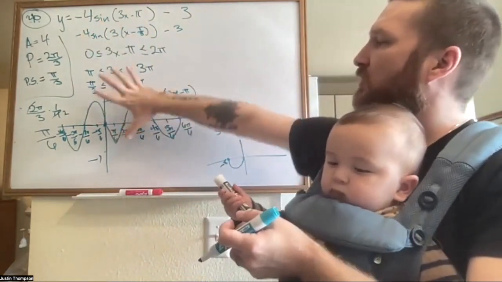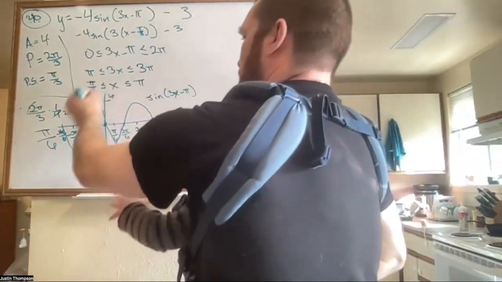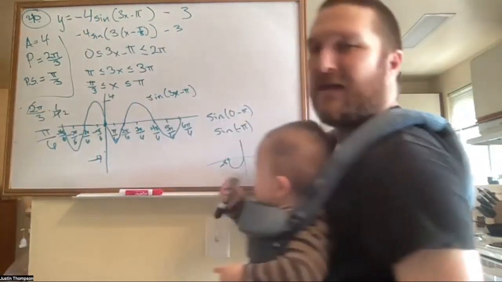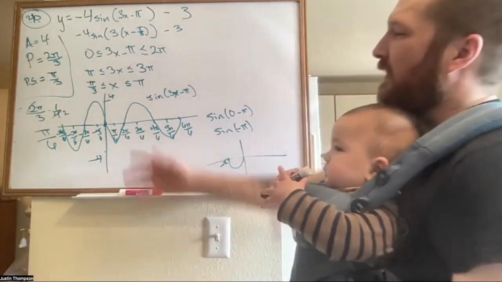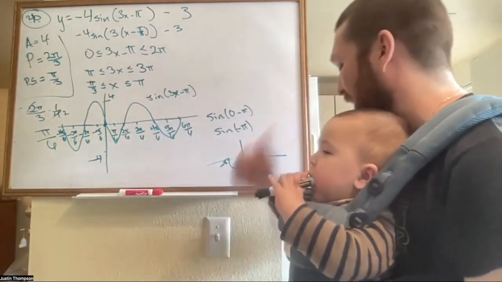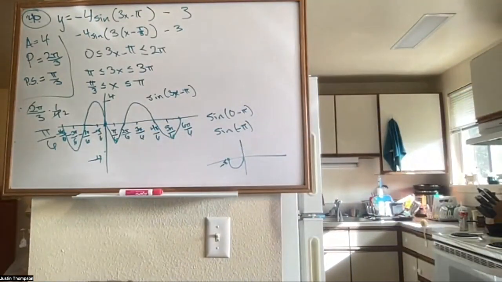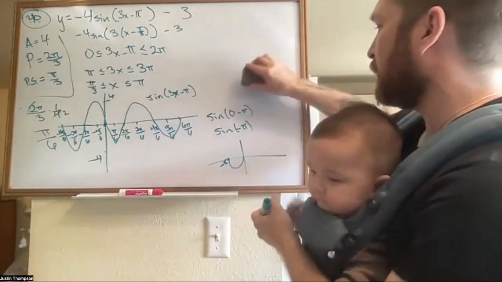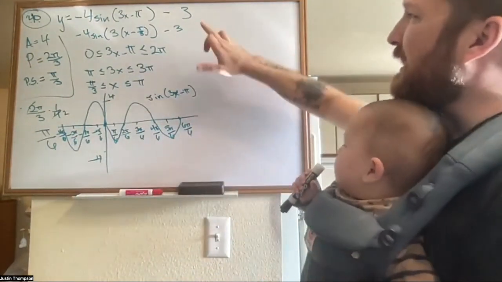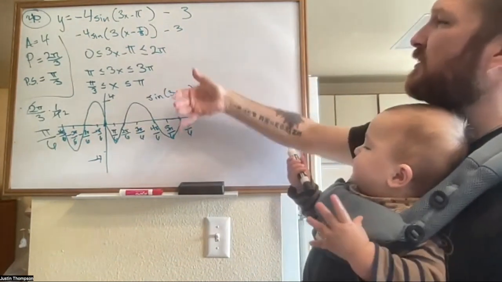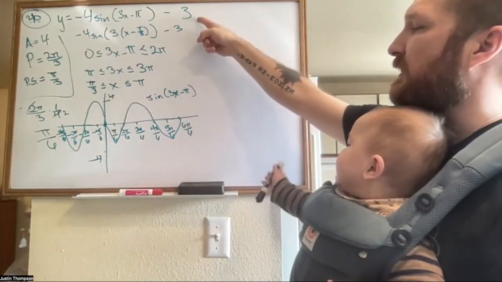So 4 would stretch it up to +4 and down to -4. How nice is that? That's really easy. Isn't that cool? So I don't need to redraw the thing then, but now I am going to need to flip it. And I'm going to flip it first, then I'm going to shift it down by 3.